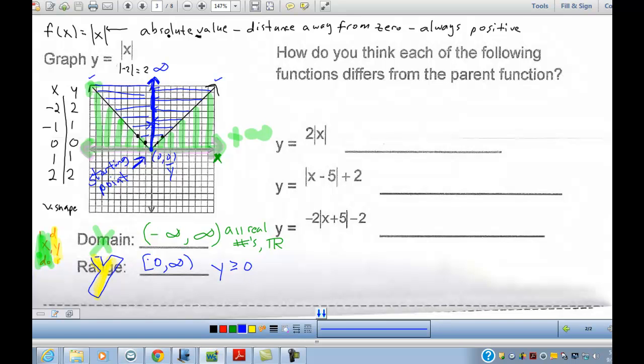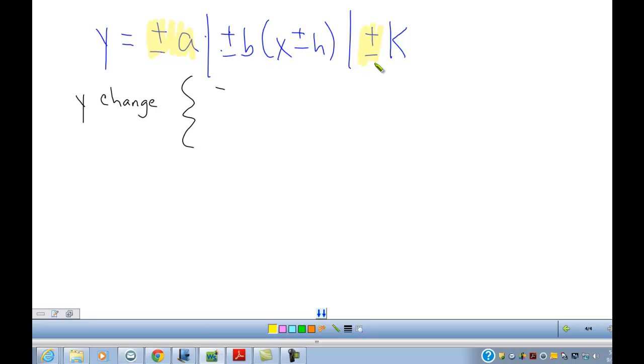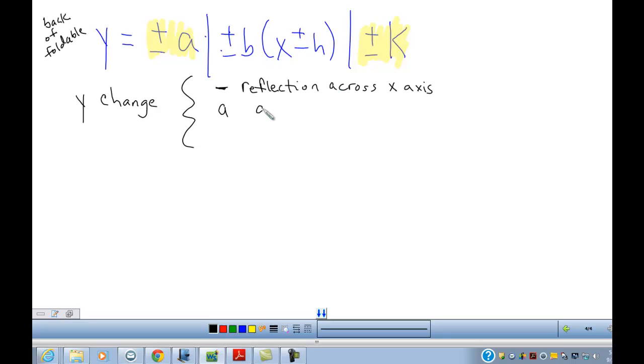Now turn your foldable over to the back of your paper and let's write what we remember about our general transformations. A times the absolute value of x minus h, plus or minus k. Let's talk about our y changes. Our y changes are in the front and in the back of our function. The negative sign, if you remember from our last unit, is a reflection across the x-axis. The a is a stretch if it's greater than 1. If it's between 0 and 1, it's a shrink or compression. And k is up or down movement.